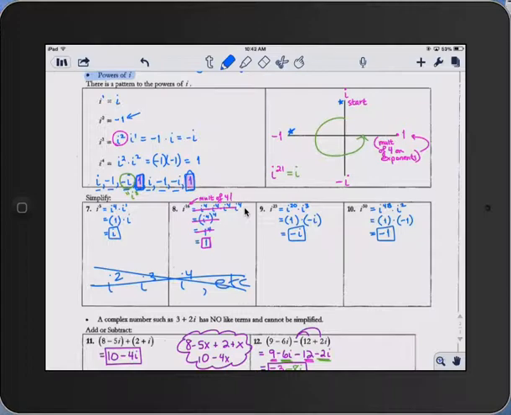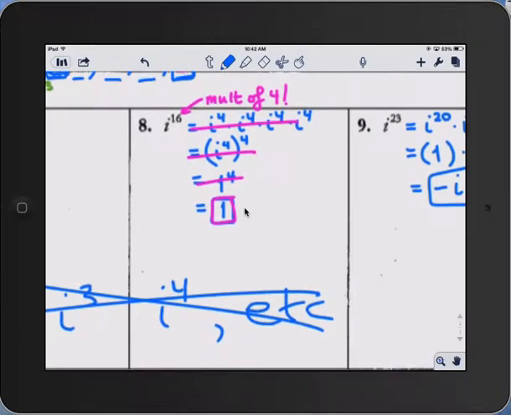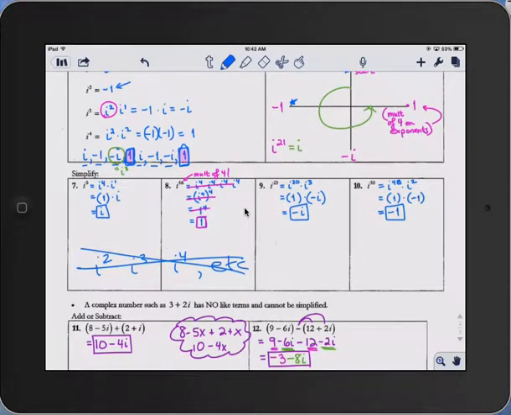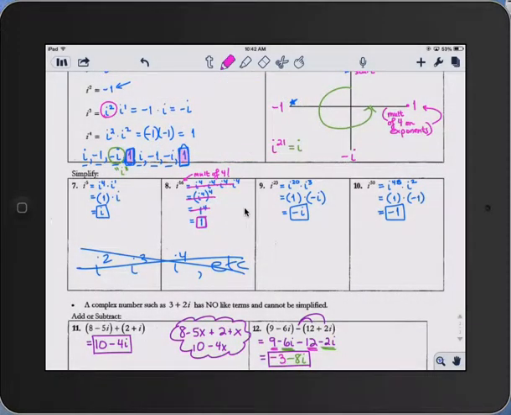Now again, exponents that are multiples of 4 will come out to be just 1. So if it's like i to the 16th, that's just 1. But if it's not a multiple of 4, you want to take out the multiples of 4 and then use the leftover to figure out whether your answer is going to be 1, i, negative 1, negative i, or 1.